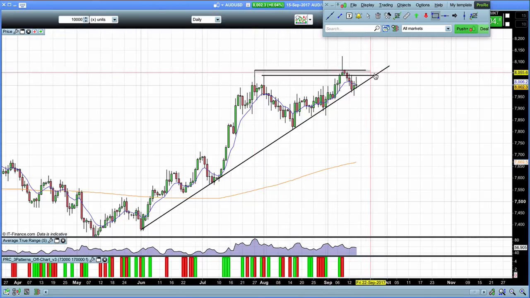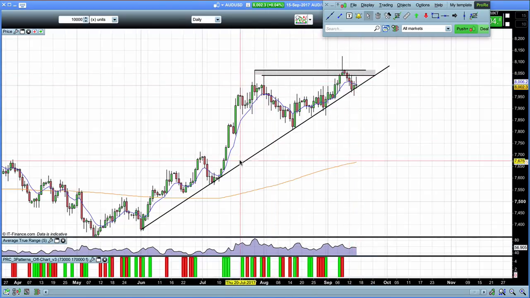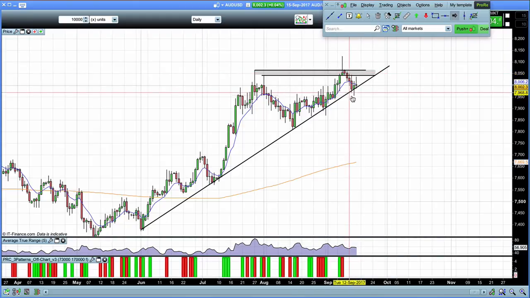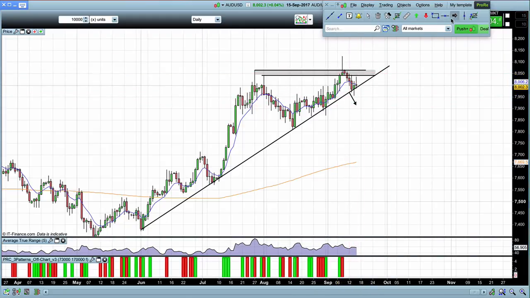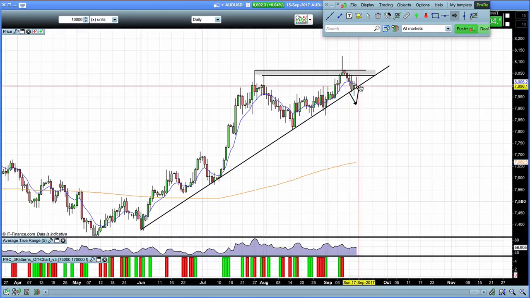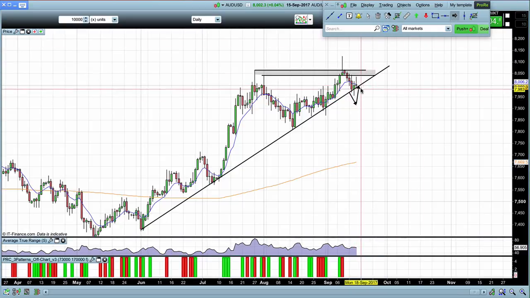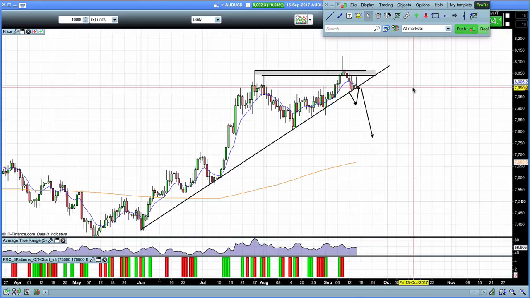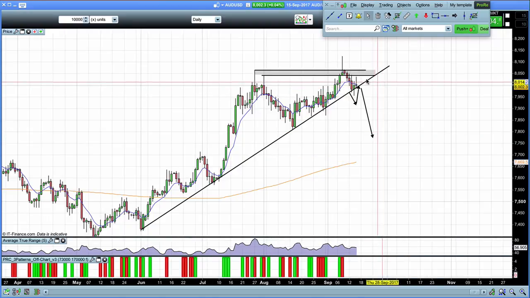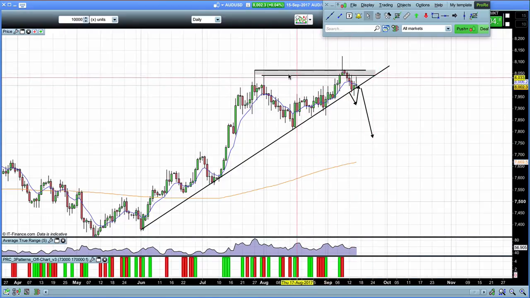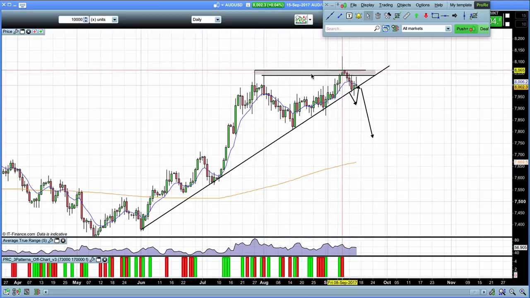So potentially, moving into next week now, we are seeing a bit of a price squeeze on the Australian dollar. Now we're looking at this sloping support line for a potential breakdown. If we see that breakdown, certainly if we get the retest, we're then looking for a bearish movement on the market.